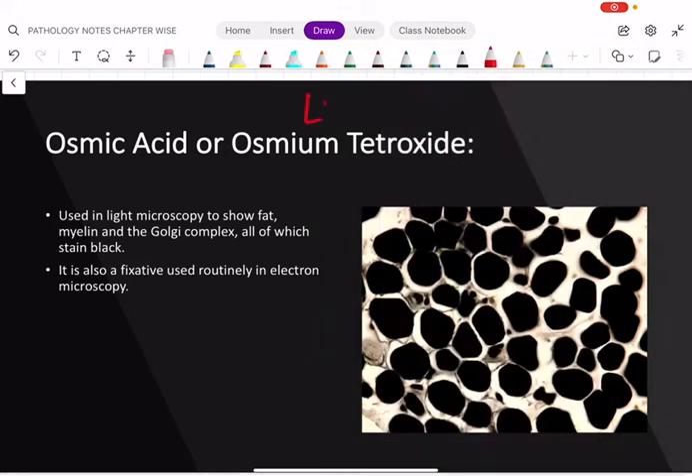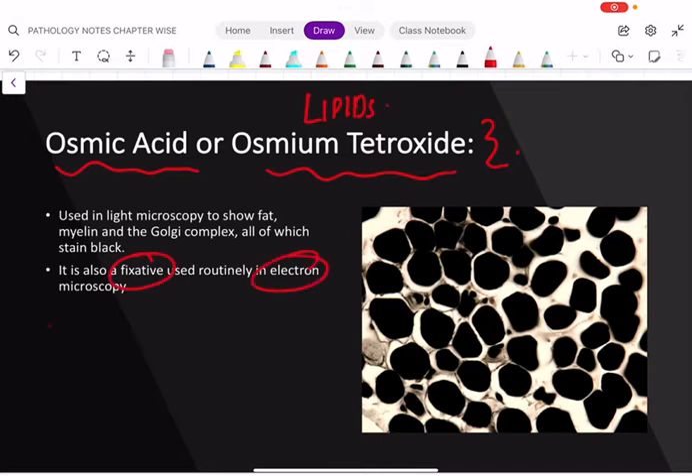Again, this is the stain for the lipids, called osmic acid or osmium tetroxide. This is used as a stain as well as a fixative. It is used as a fixative in electron microscopy, and it is also used in light microscopy to show fat and myelin. All of this will stain black in color, as you can see in this picture.